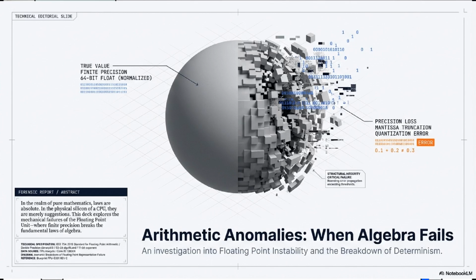In our last explainer, we discussed ULP and subnormals. Today, we're going a step further. We're launching a full-blown forensic investigation. Get ready, because we're about to go deep inside the processor, to a place where the math you learned in school, well, it just completely breaks down. A world where the fundamental laws of algebra don't always apply.